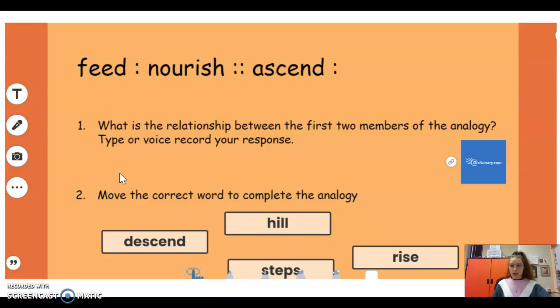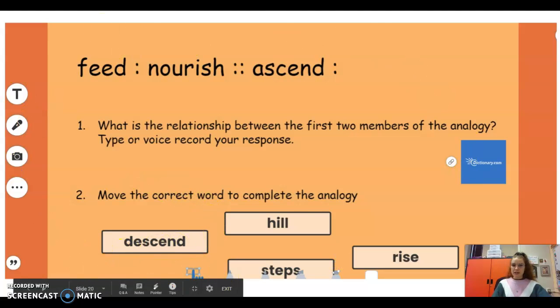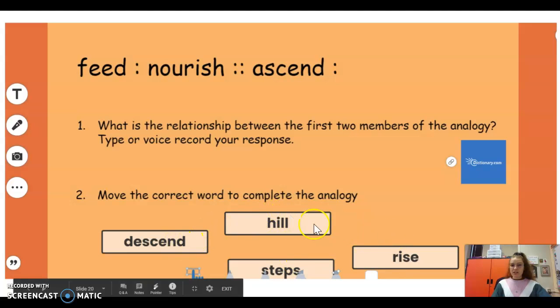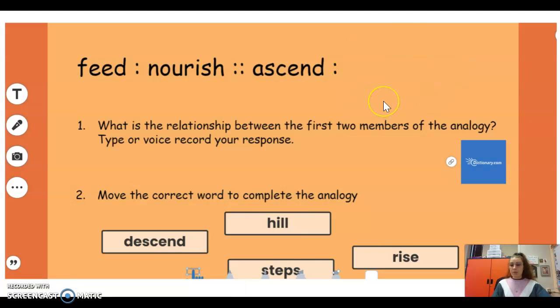Here you can see part 2. So this will be the same slide. It's just that I broke it into parts so that you could see. So this is actually how your slide will look. And then after you respond to the top part, down here you can see you have 4 options: descend, hill, steps, and rise. You can move all 4 of these words, and you'll need to move one of them up to complete the analogy. Remember, whatever word you think relates to ascend, they need to relate in the same way that nourish is related to feed.